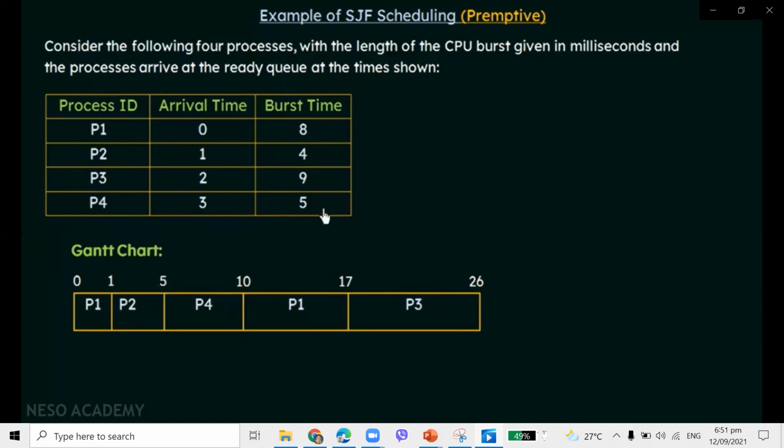Now another thing that you have to keep in mind here is that, see, when P3 arrives, the burst time is 9. Now we cannot say that at that moment the burst time of P2 was 4 milliseconds because P3 arrived at time 2.